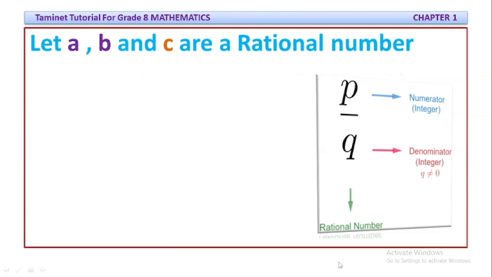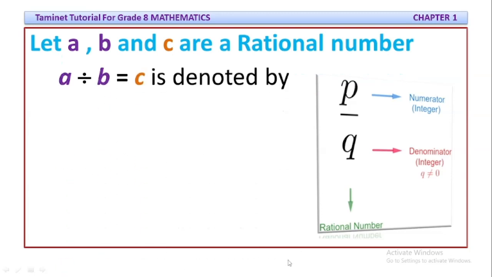Let a, b and c be rational numbers, and a divided by b, which is equivalent to c, is denoted by a over b, which is equivalent to c, and b different from 0.